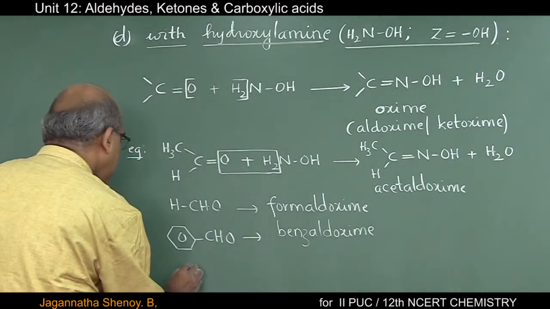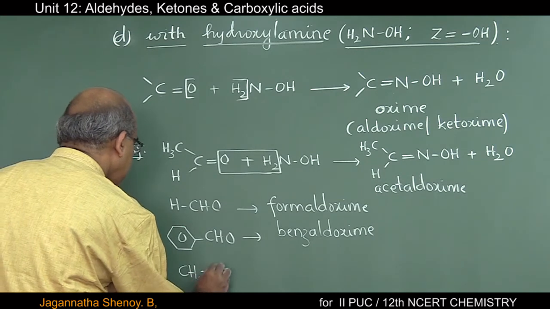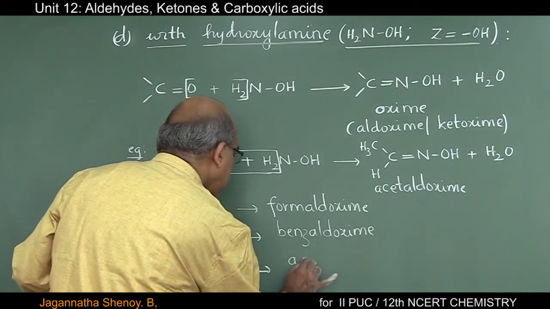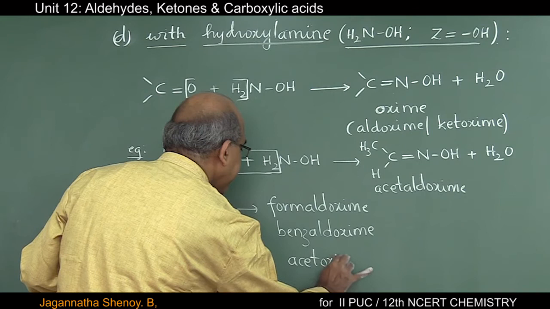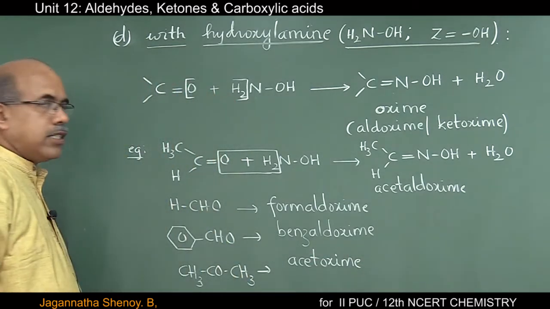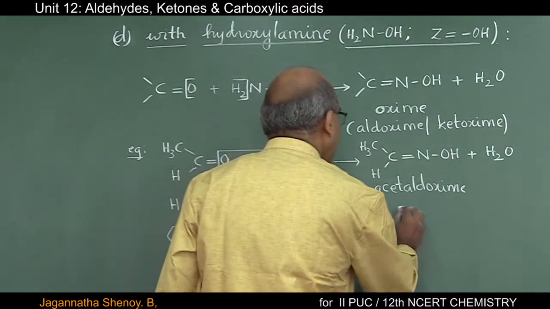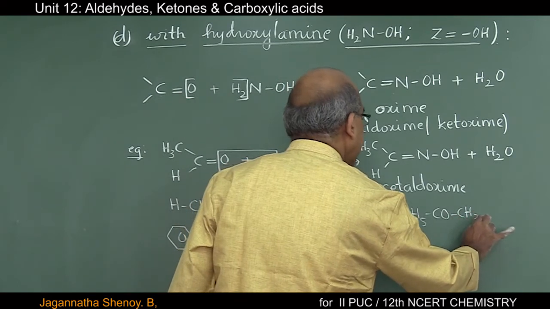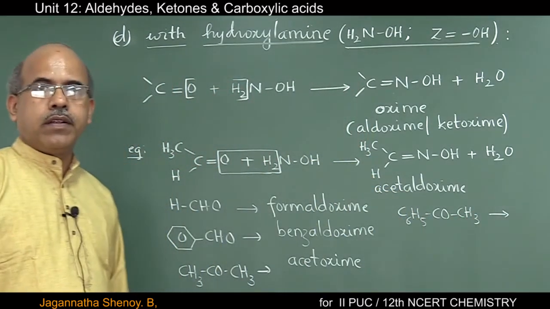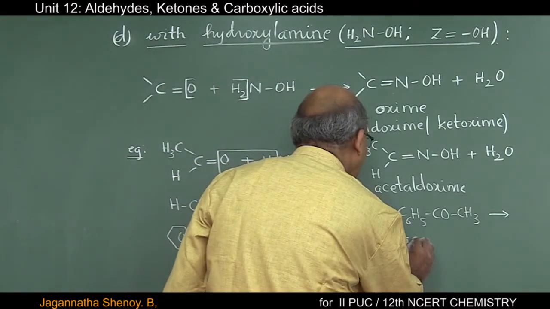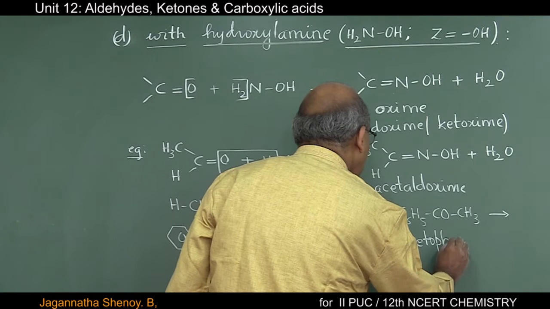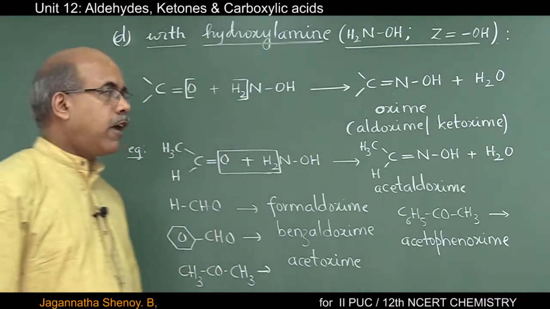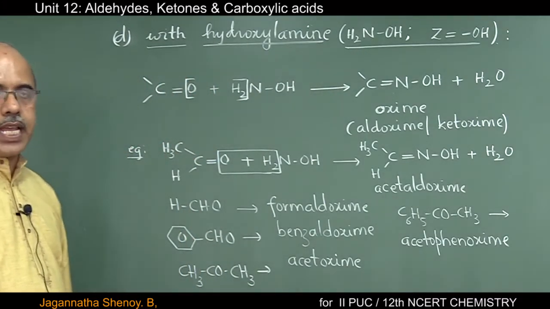Then, if we start from acetone, the product obtained is acetone oxime. In short, we call it acetoxime. Finally, if suppose you start from acetophenone, C6H5COCH3, this is nothing but acetophenone, the product obtained is called acetophenoxime. So you have to be clear with the name of the product. Of course, writing equation is very, very easy.